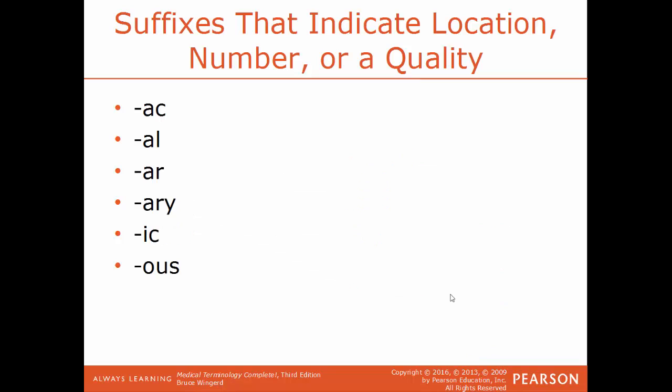And so every term on this slide, ac or al or ar or ary or ic or ous, every term on here means exactly the same thing. They all mean pertaining to. It all depends on the word root that these suffixes get attached to. And these are things you just have to be able to recognize with experience and over time.